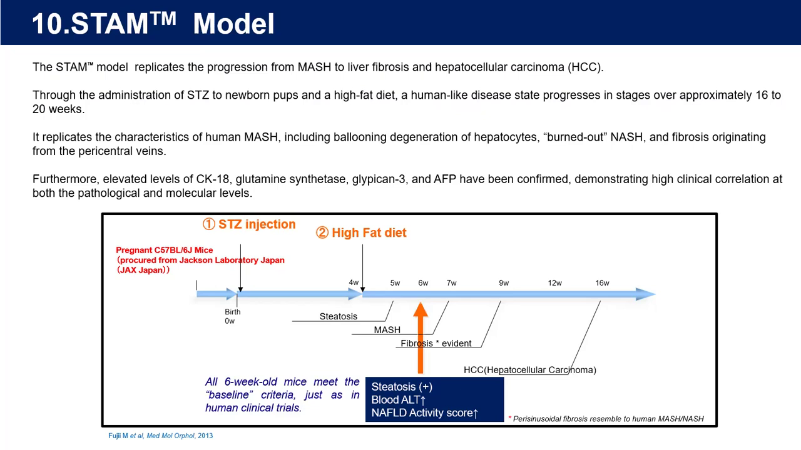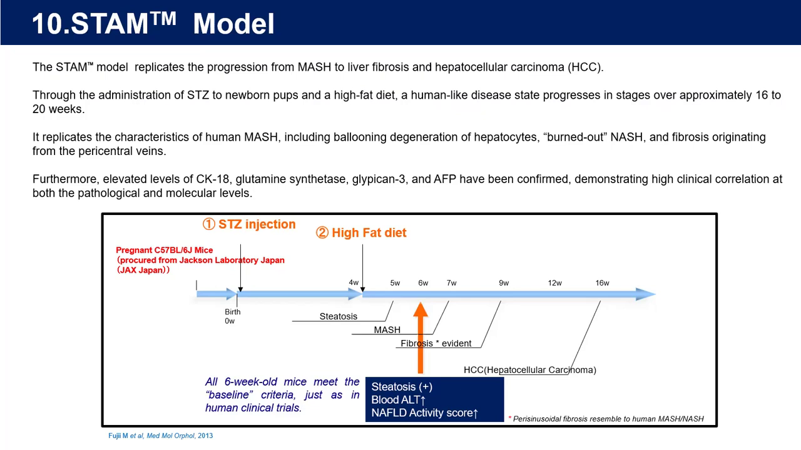Pathologically, findings characteristic of human MASH are also reproduced, specifically ballooning degeneration of hepatocytes. Perisinusoidal fibrosis is also observed. And at the molecular level, changes in markers such as CK18, glypican-3, and AFP have been confirmed, making this a model that correlates well with human pathology.